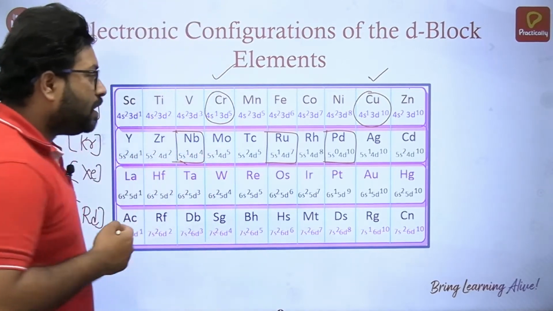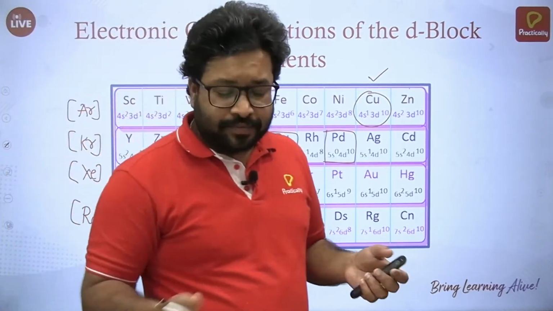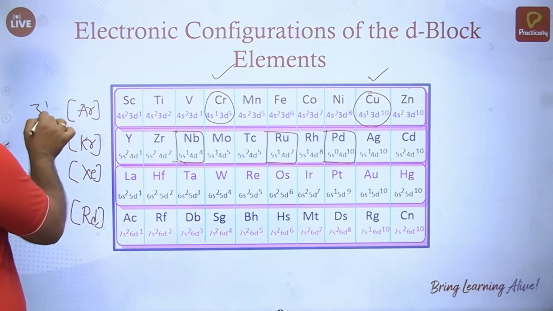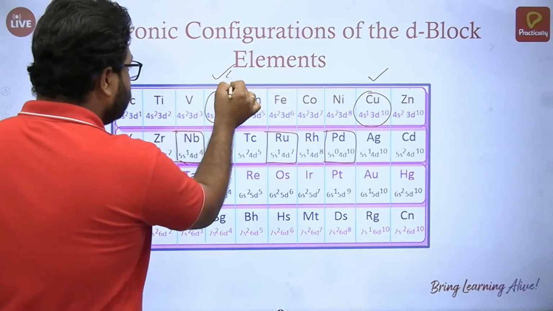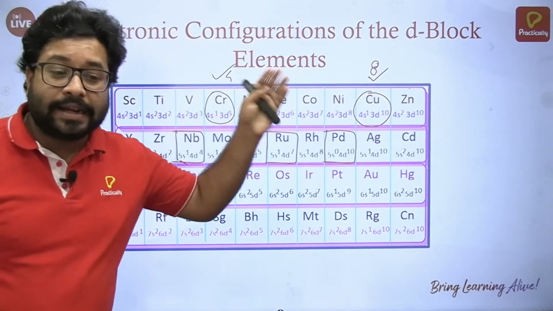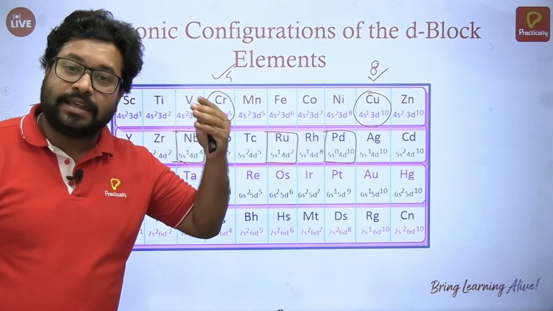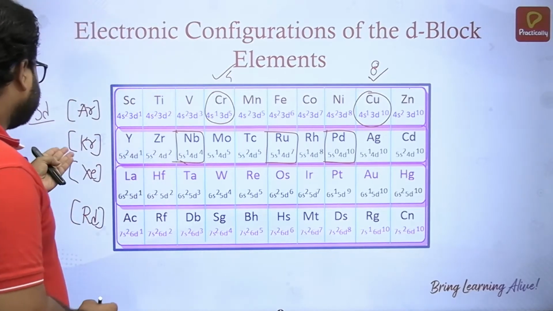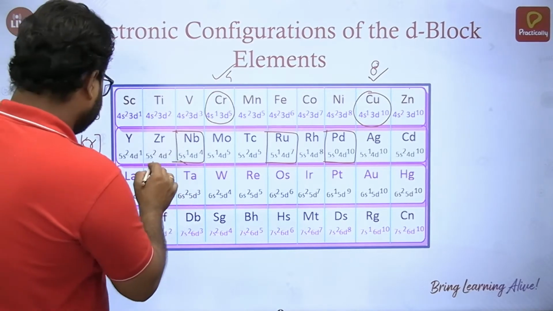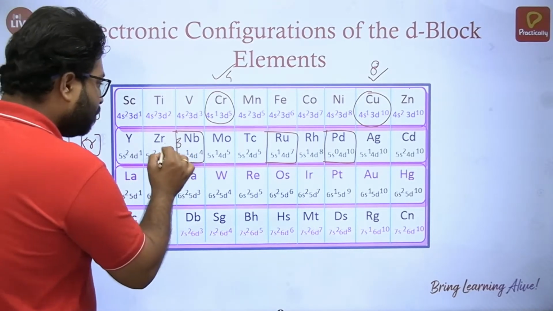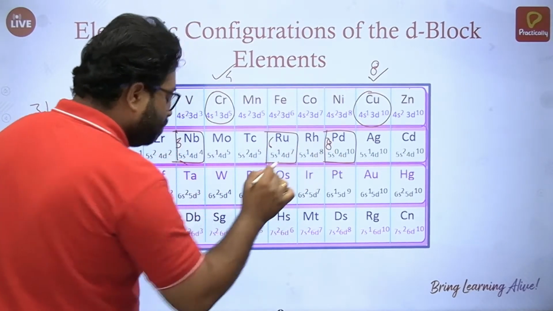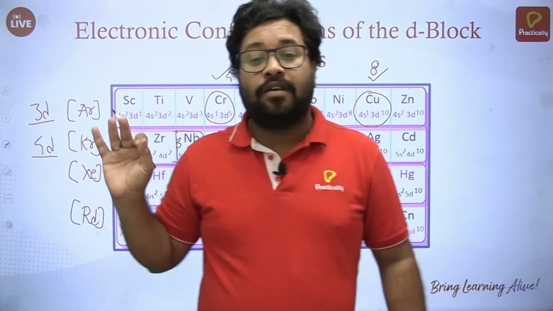If you want, the trick to remember it is quite simple. For the 3d series, the exception is at 1, 2, 3, 4, 5, 6, 7, 8: the fourth element and the eighth element. Fourth element and eighth element, there is an exception. Similarly, for the 4d series, look at this, the third metal, then 4, 5, 6, 7, 8: 3, 6, 8. Basically, you need to remember 368 for the 4d series.